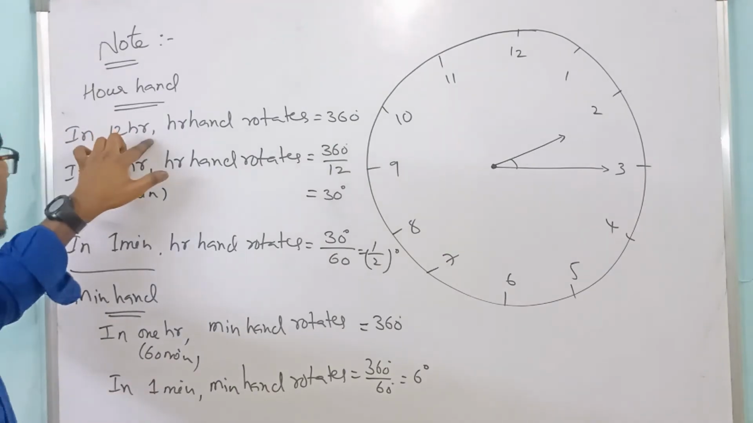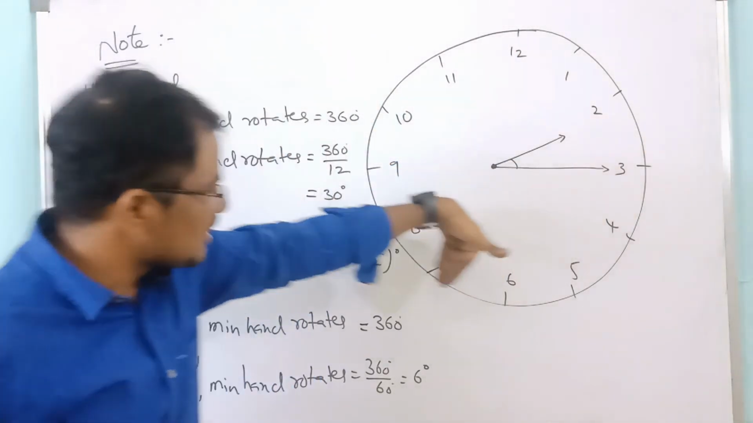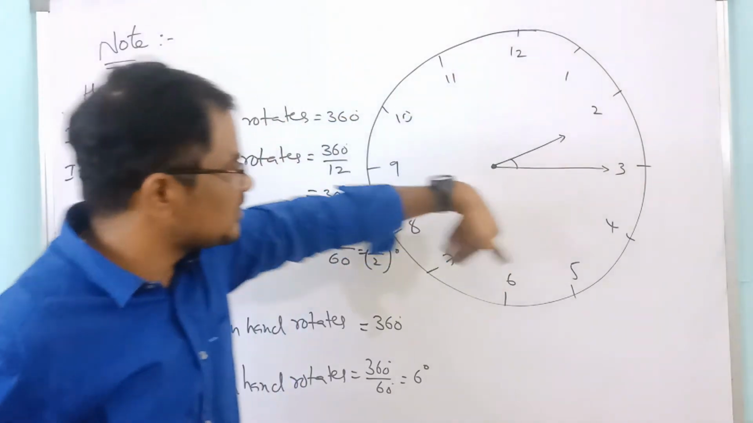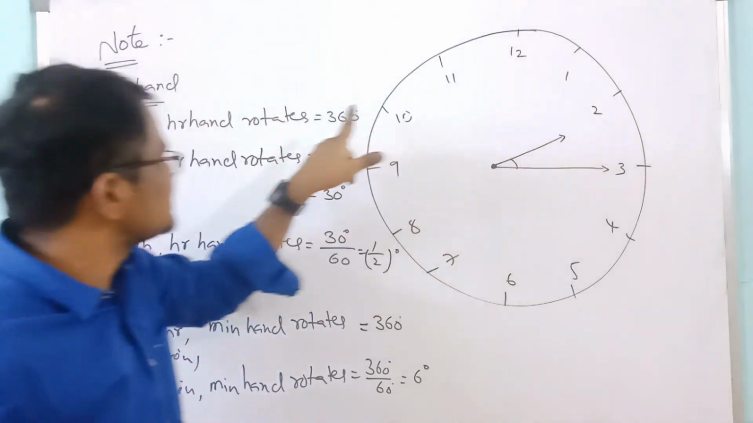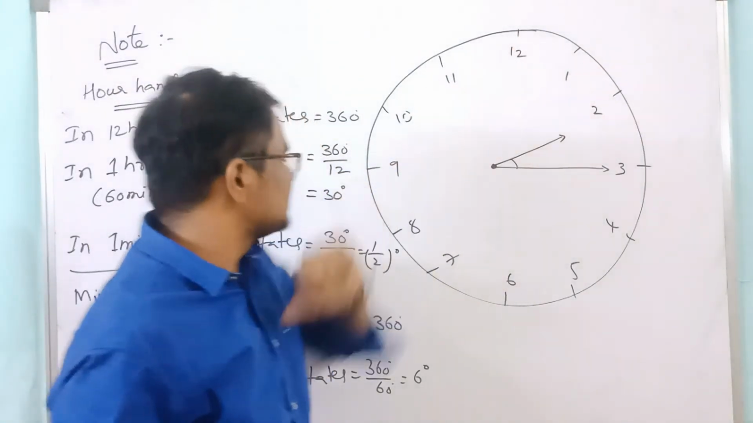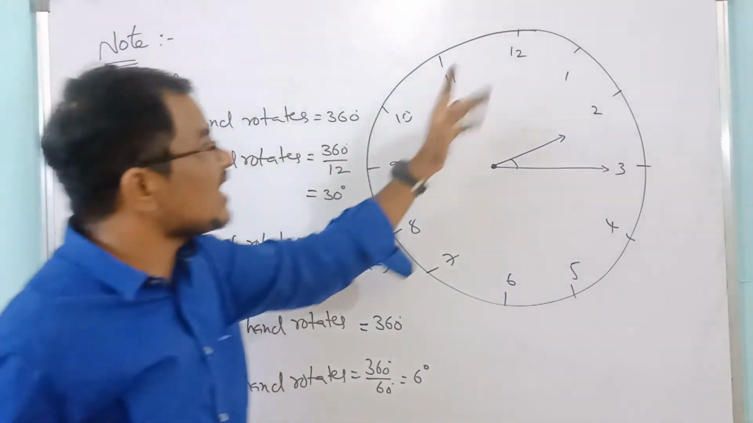In 12 hours, the hour hand rotates one revolution, means it completes one revolution in 12 hours. In 12 hours, 360 degrees. In 1 hour, 30 degrees. So 1 hour, 30 degrees. Next, in 1 minute, half a degree.